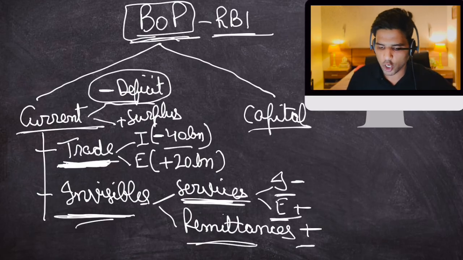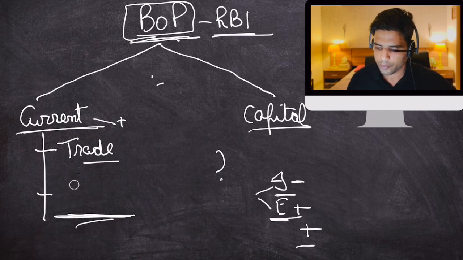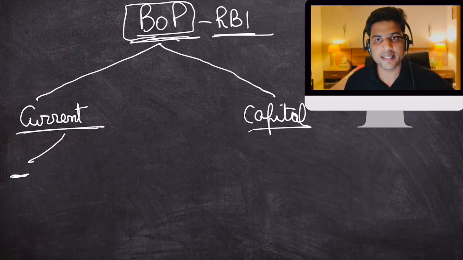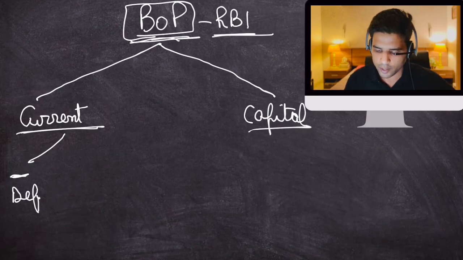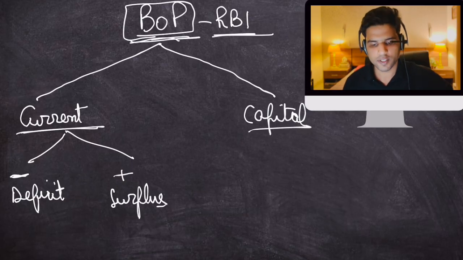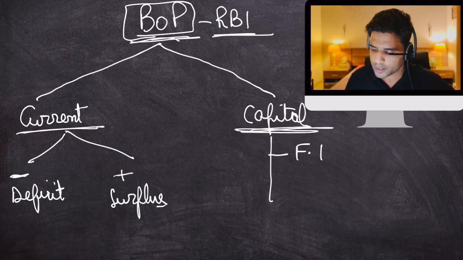So this is your current account. I hope you got it. All right. So just remember that if overall the minus sign is heavy, we say current account deficit. If overall the plus sign is heavy, we say surplus. Generally, India runs a current account deficit. Now, the capital account includes foreign investments and borrowings from abroad.